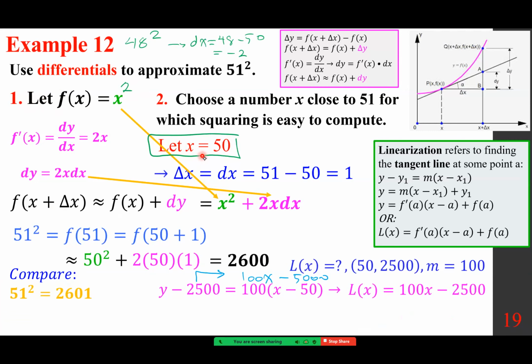So how do you use that to find 51 squared? Find L of 51. And it must give you exactly the same answer that you found here. Otherwise, there is something wrong. Okay, everybody?